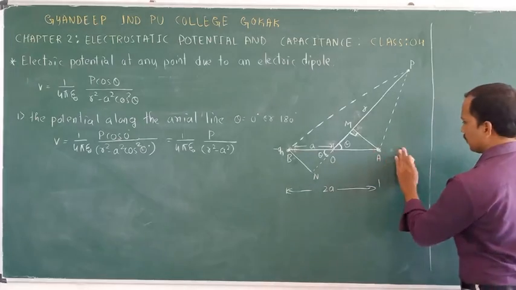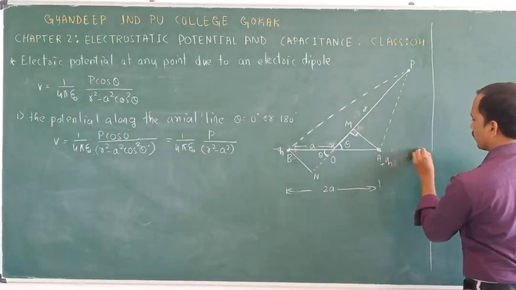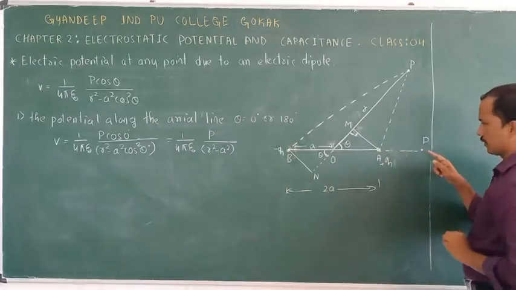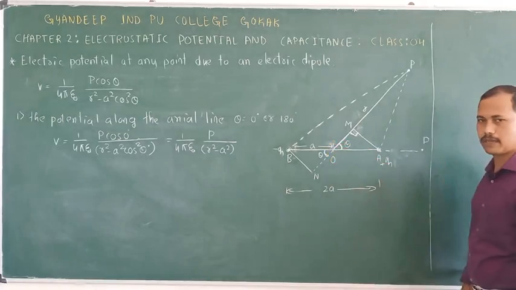Okay, so I draw this one. This is the plus P. If the point P is along this side, here the potential value is 1 by 4 pi epsilon naught, P divided by r square minus a square.